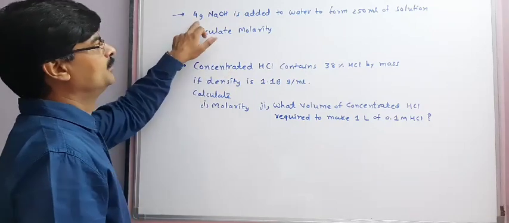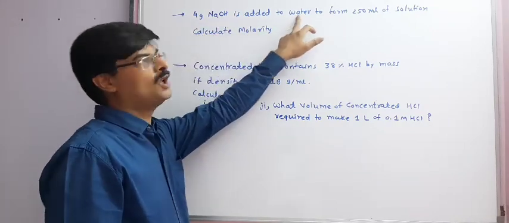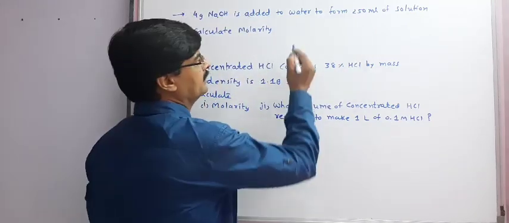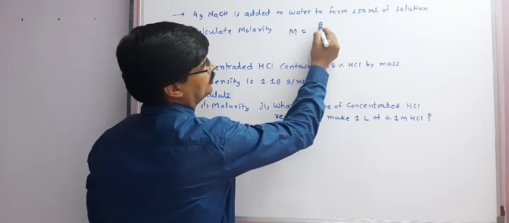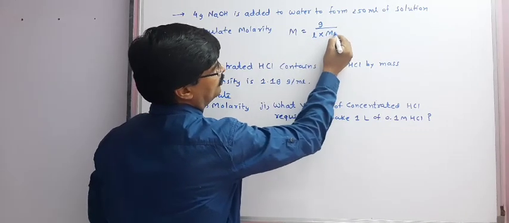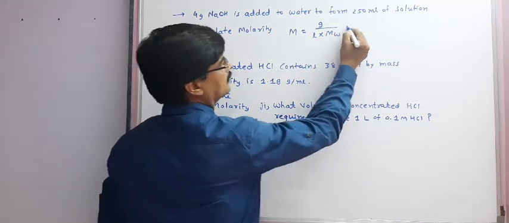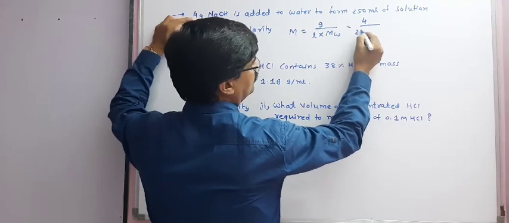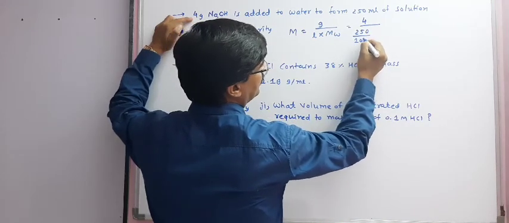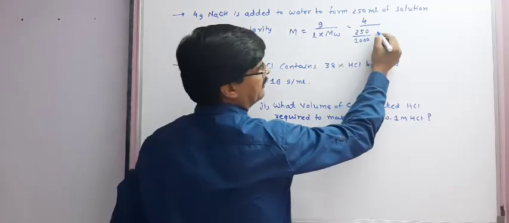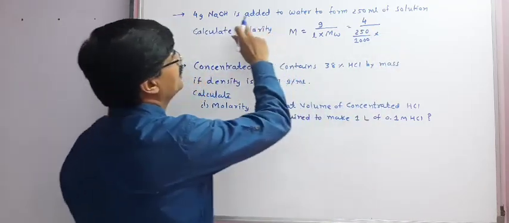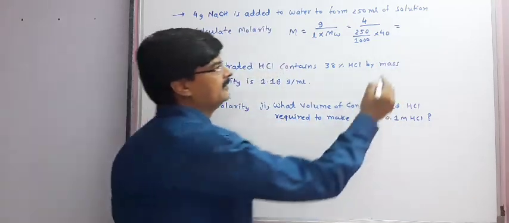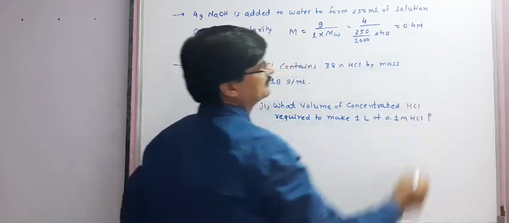In the next sum, 4 gram NaOH is added to water to form 250 ml of solution. Calculate molarity. Molarity is equal to gram per liter into molecular weight. Therefore, gram of NaOH is given 4 gram. Liter, 250 ml is converted to liter, divided by 1000. 250 divided by 1000. And molar mass of NaOH is 40 gram. On cancellation, we will get 0.4 molar.